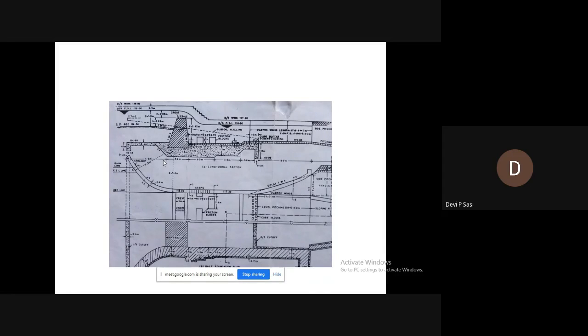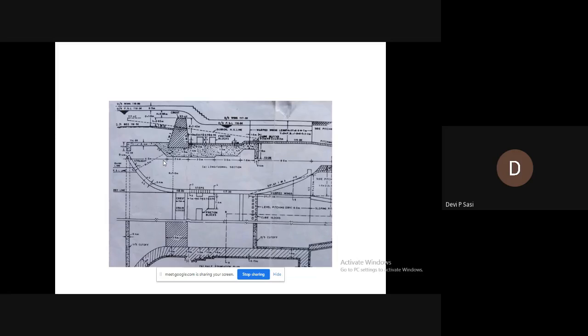So these are the main steps. First one is the design of the crest wall. I talked about two types of crest, rectangular as well as trapezoidal. When the discharge is less than 14 cumec, we provide a rectangular crest, and when the discharge exceeds 14 cumec, we provide a trapezoidal crest.